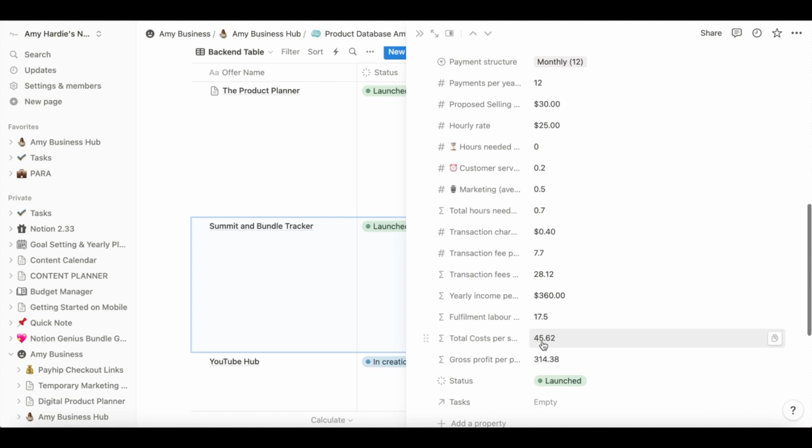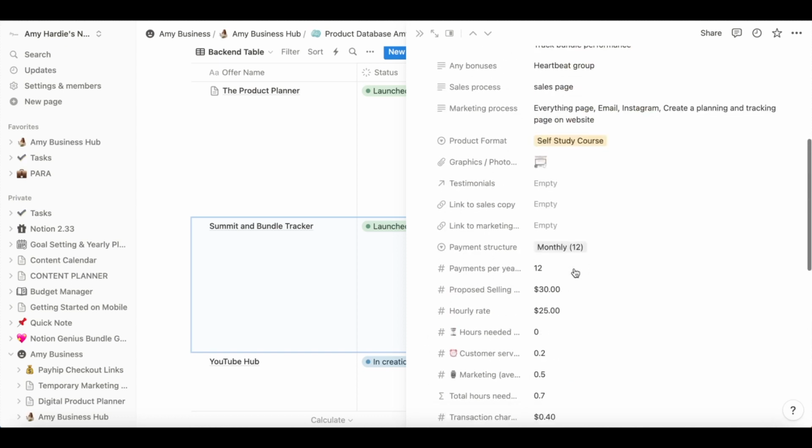Total costs in the year are $45.62, because the labour costs, customer service costs and marketing are still the same. I would probably, if this was a membership, change these. I think it would take more time. And my gross profit has changed. So that's how it works.